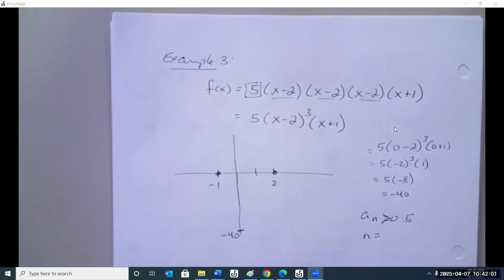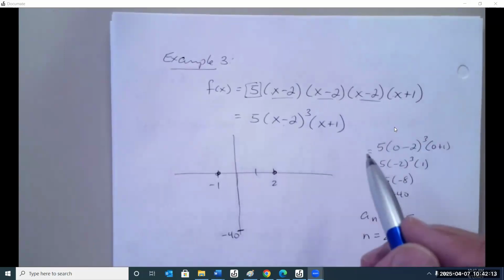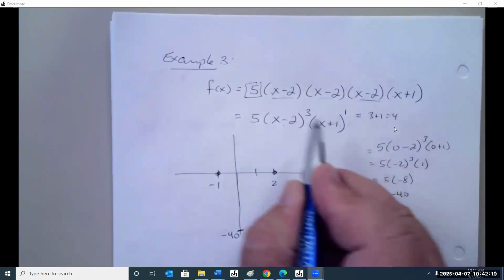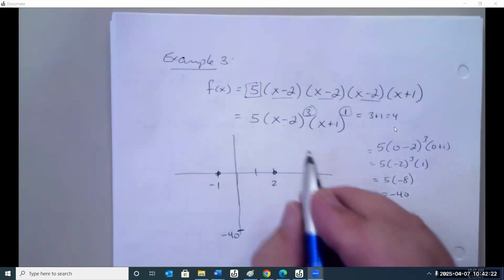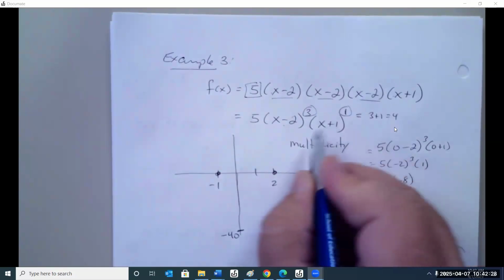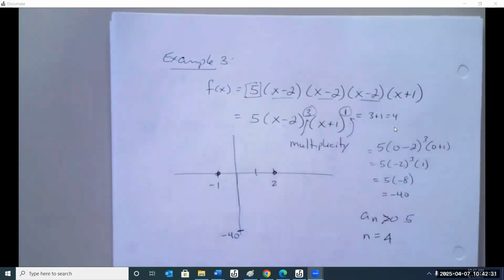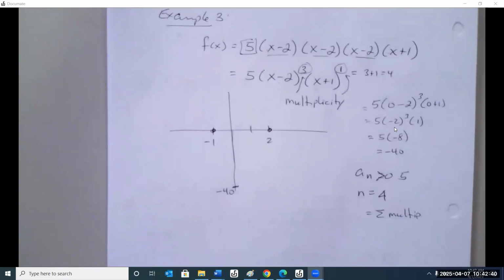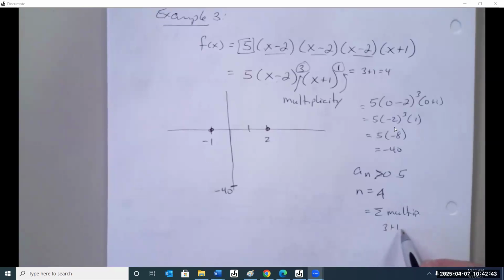What's my degree? How many x-intercepts? I could count how many solutions I have, or I could just count here. Yeah, these are called multiplicities. The multiplicity is how many times the answer repeats itself. So n is the summation of all your multiplicities. So we have 3 plus 1 equals 4.